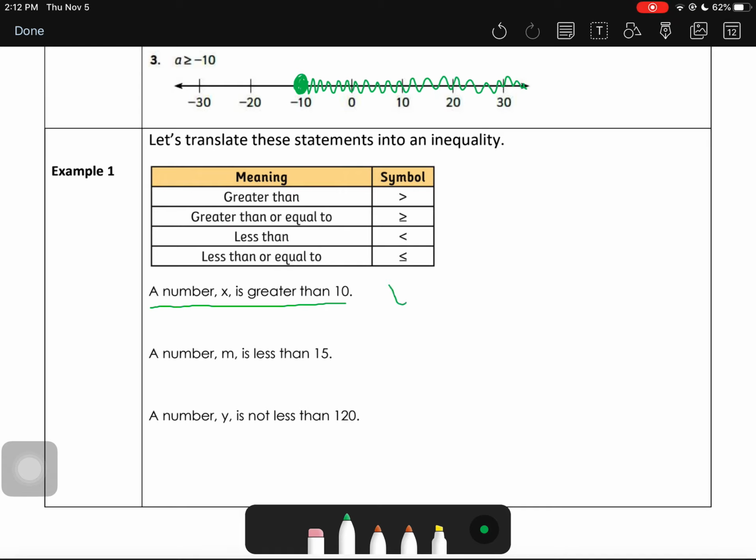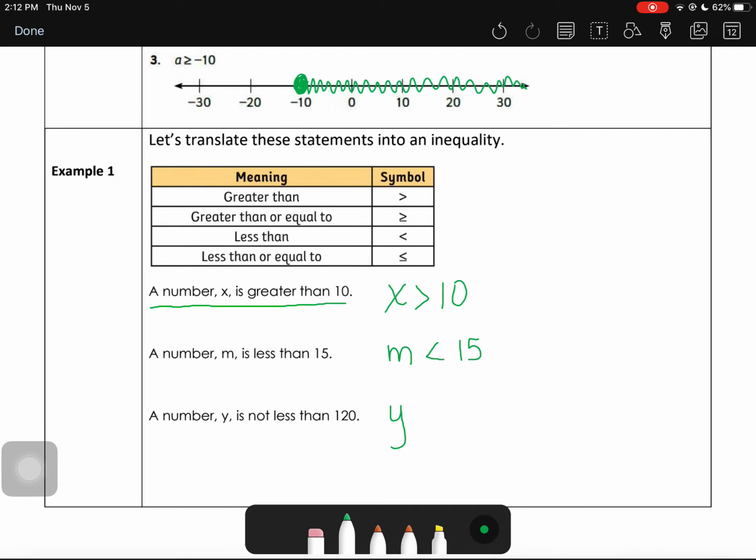A number x, then we're going to use the greater than symbol, which points to the right, and then it says 10. The next one says a number m, and it says less than, which points to the left, and the number 15.